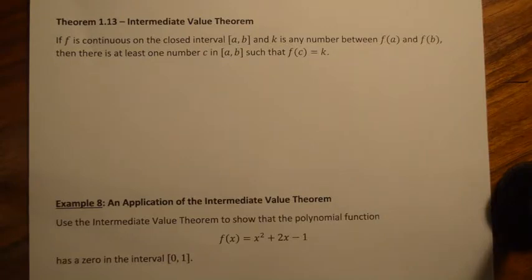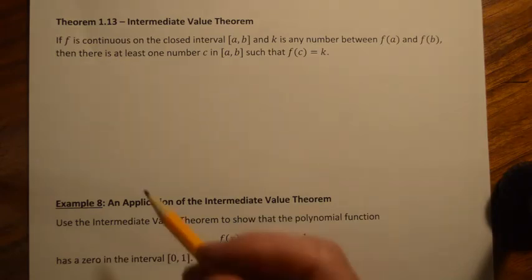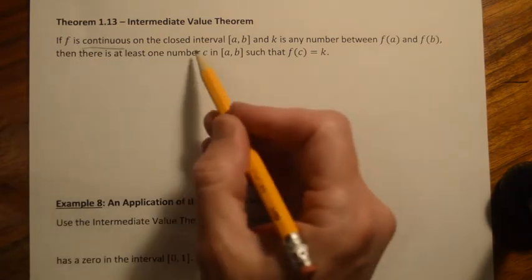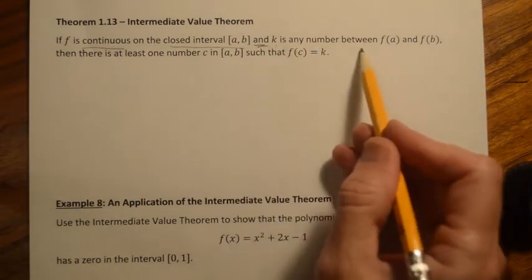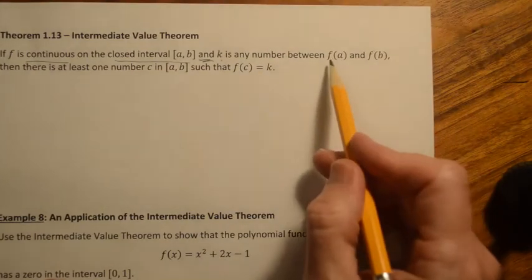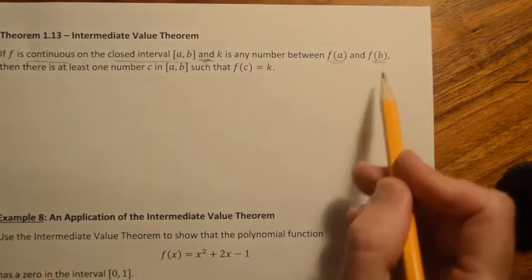Okay, so the last theorem in section 1.4 is theorem 1.13 called the intermediate value theorem. So it says f is continuous on a closed interval AB and k is some number, it's a y value because it's between f of a and f of b.